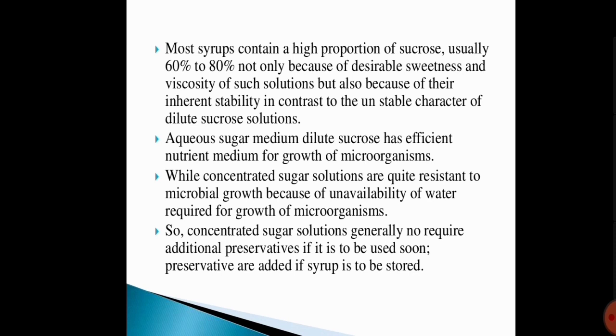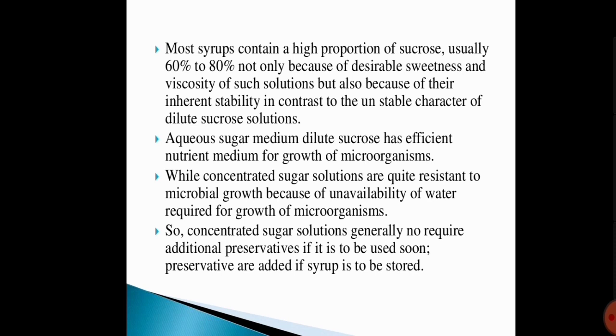The reason is that the extra amount of water, that is 3.8 ml, is the free water. It will give a preservative impact as well. Okay, and if there is no free water, then there will be crystallization of the sucrose. So we have to add an extra amount of water, about 3.8 ml. Most syrups contain a high proportion of sucrose, usually 60 to 80%. As I told you before, 85% will be used, or 67.7% will be used.